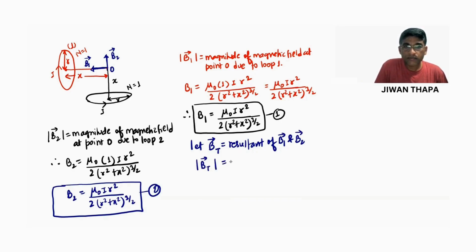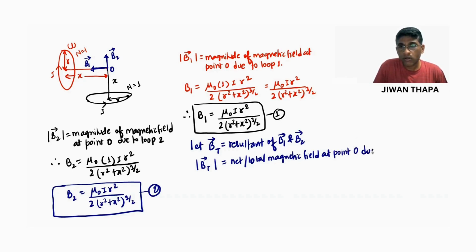This is the net or total magnetic field, in magnitude, at point O due to loop 1 and 2.